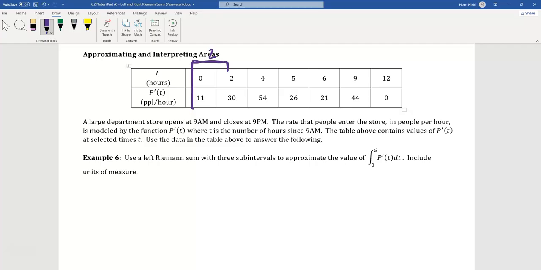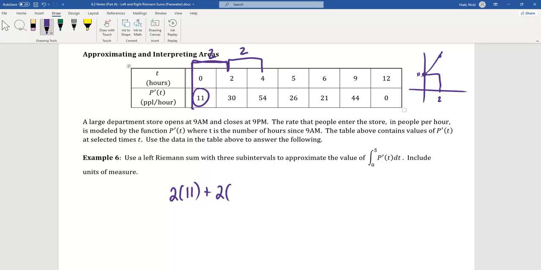Since this is a left Riemann sum, like if you're thinking about graphing this, you've got the point 0, 11 right here, right? And then you've got the point 2, 30. You're doing a left Riemann sum. You want to pick the left endpoint, right? So we would do 2 times 11. Then we need to think about the next section, the next rectangle. Well, that goes from 2 to 4. Still a width of 2, because from 2 to 4, that's 2. So my width is 2.